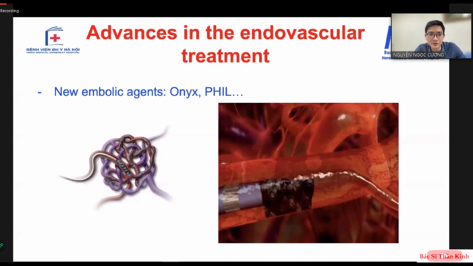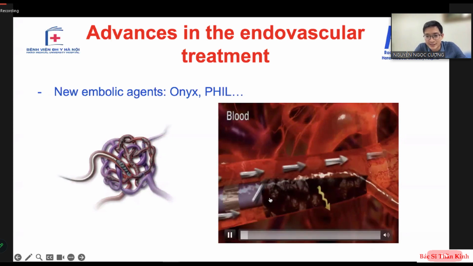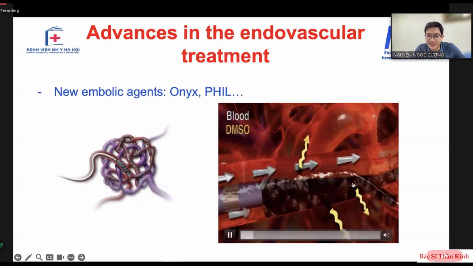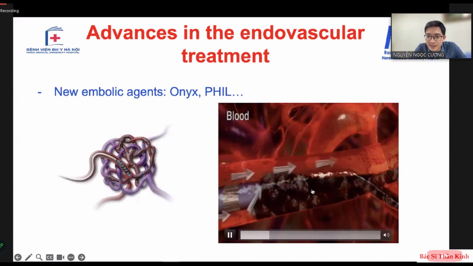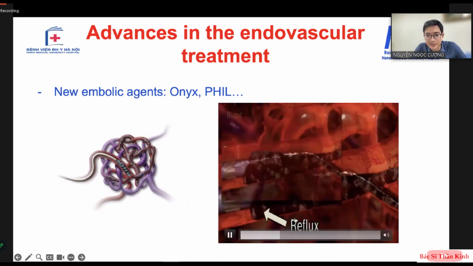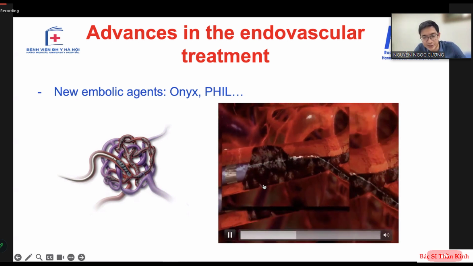In endovascular treatment, we have a new embolic agent, very good glue to use for the brain AVM. With this glue, we can inject into the feeding arteries. You can see it goes very deep into the nidus, like the lava of a volcano. It doesn't occlude at the beginning. You can see it can flow with the blood, and then after about 2 minutes, it can reflux and occlude the feeding arteries here.